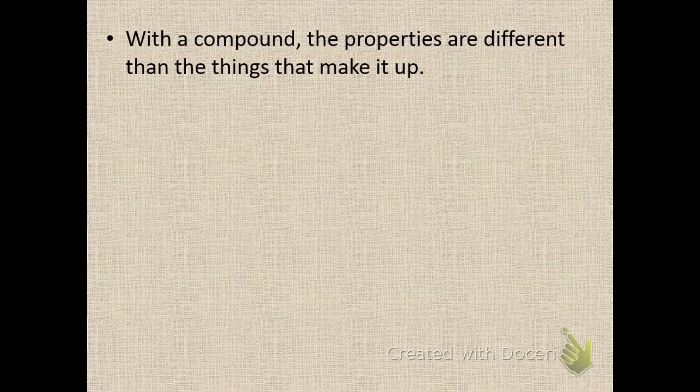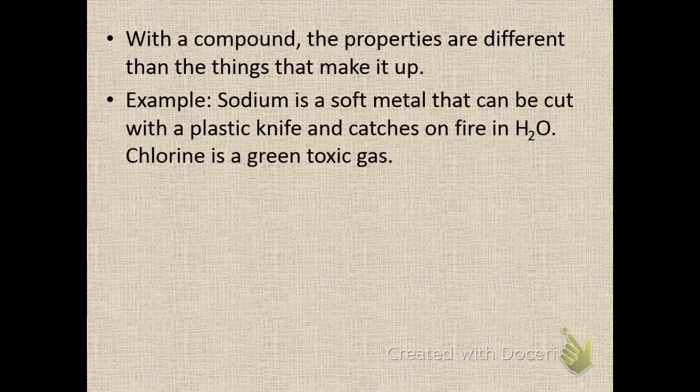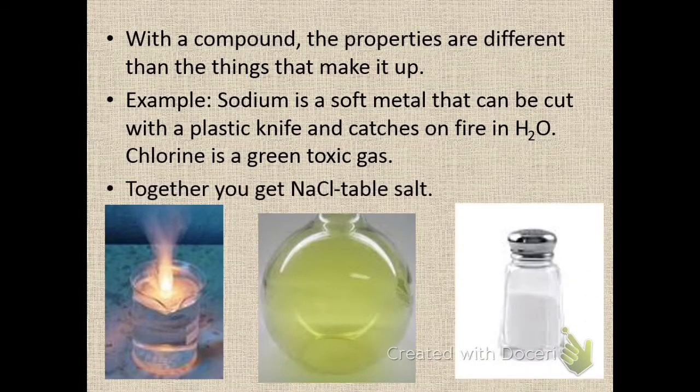Compounds, however, tend to have properties that are totally different than whatever made it up. So for example, sodium is a soft metal that you can cut. Chlorine is a green toxic gas. And when you put them together, you have salt, sodium chloride. This is one of my favorite examples in chemistry of how wonderful it is that two things that have totally different properties when combined can be something totally different.